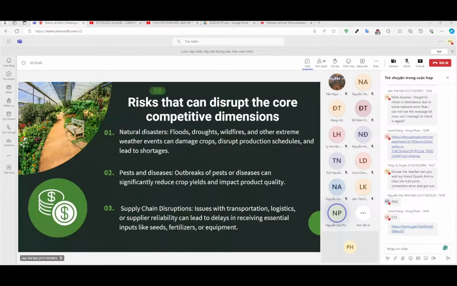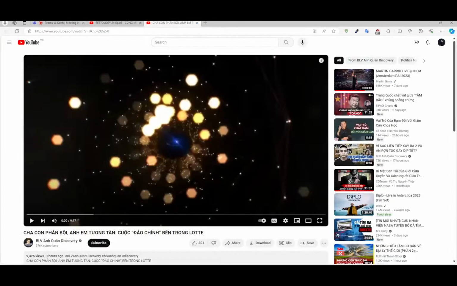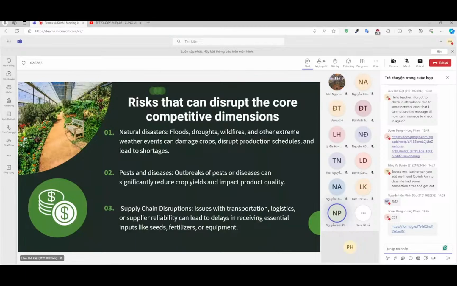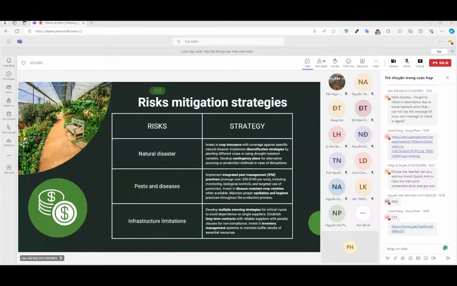In the supply chain, if we have issues with transportation and logistics, then it can lead to delays in receiving essential inputs like seeds, fertilizer, or equipment. And the next slide is our group risk mitigation strategies. So for the natural disaster, we can invest more in crop insurance. And for the pest and disease, we should implement integrated pest management practices.